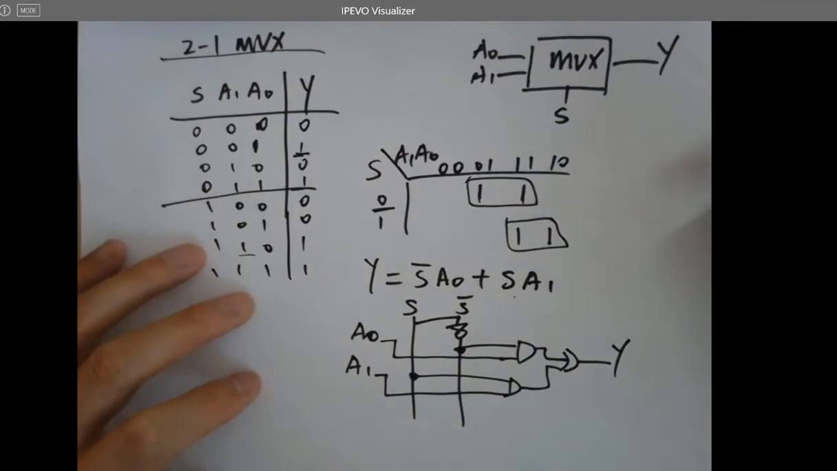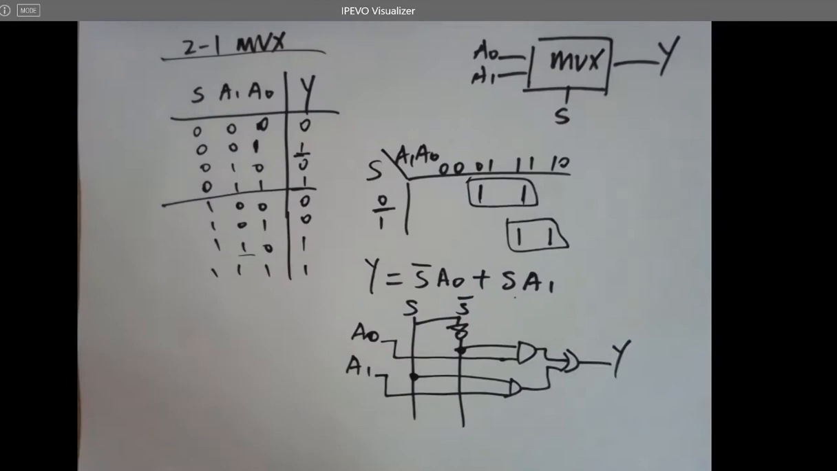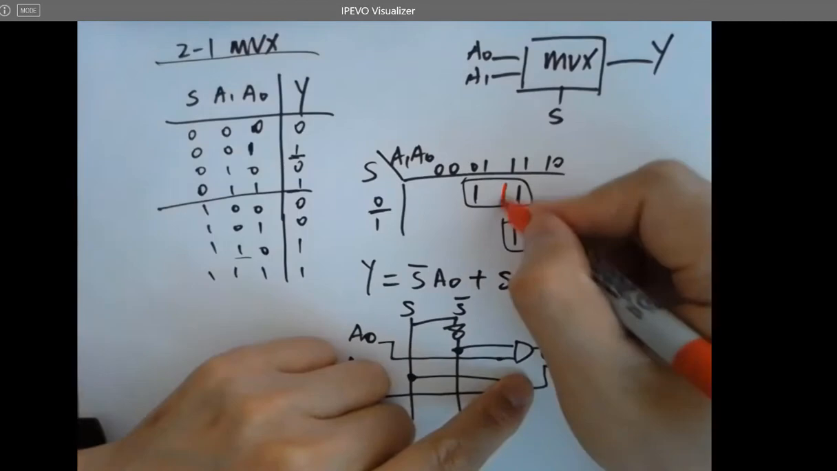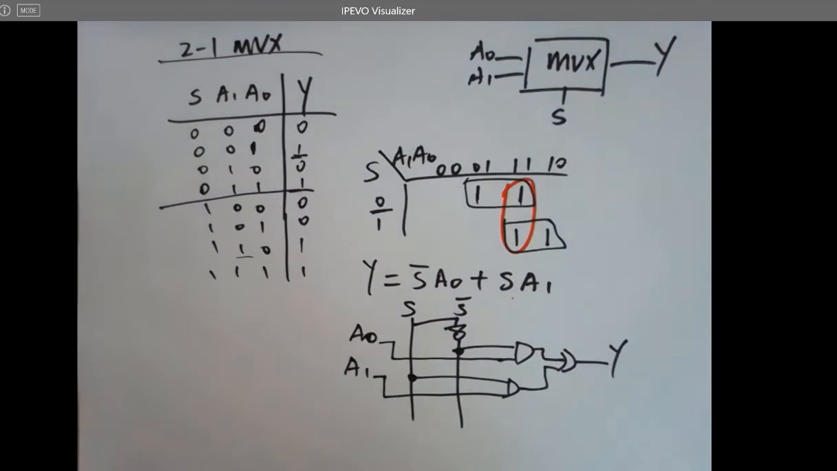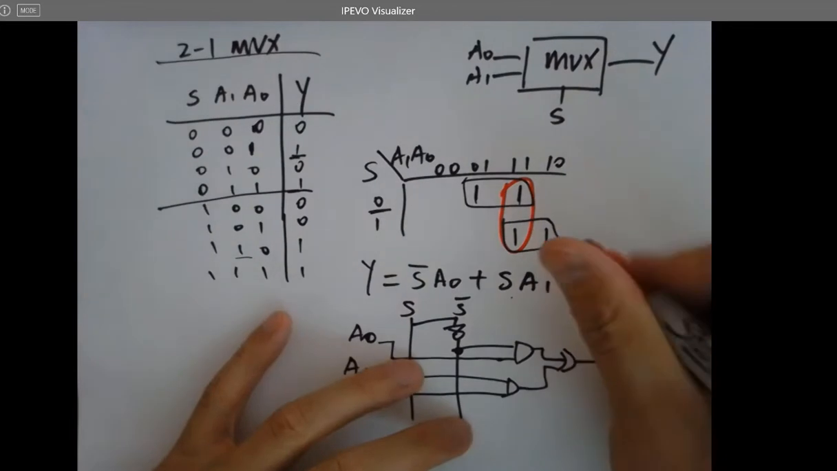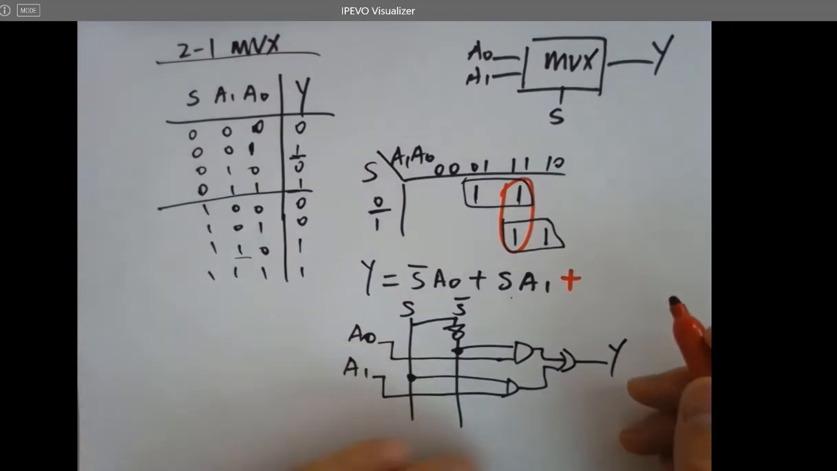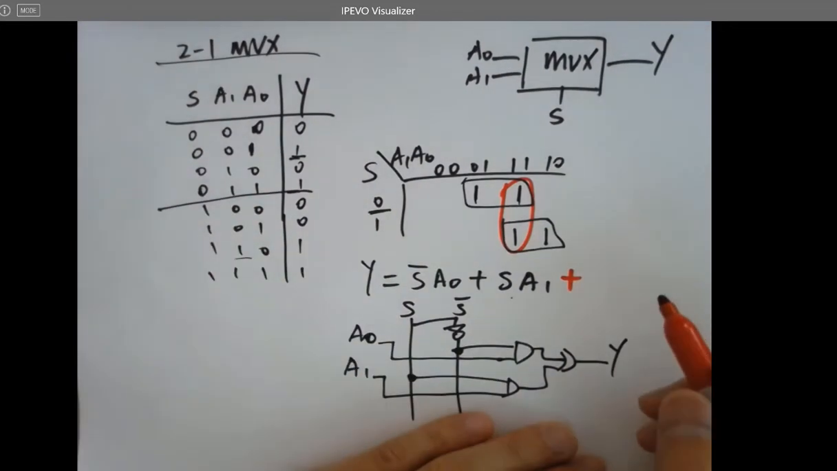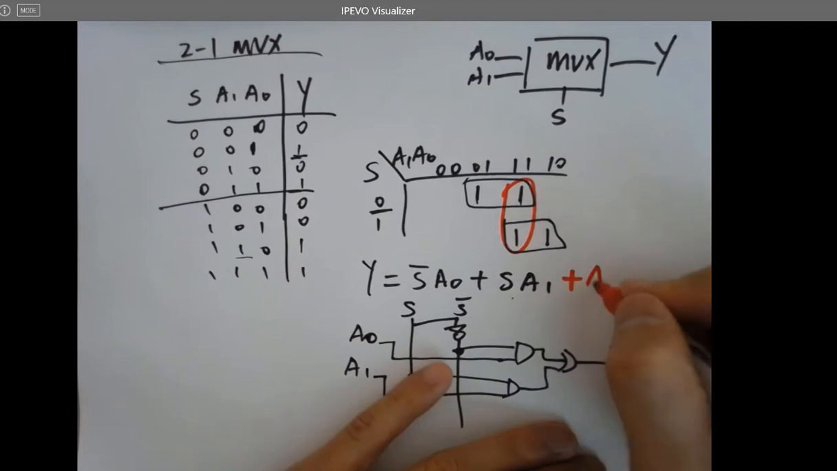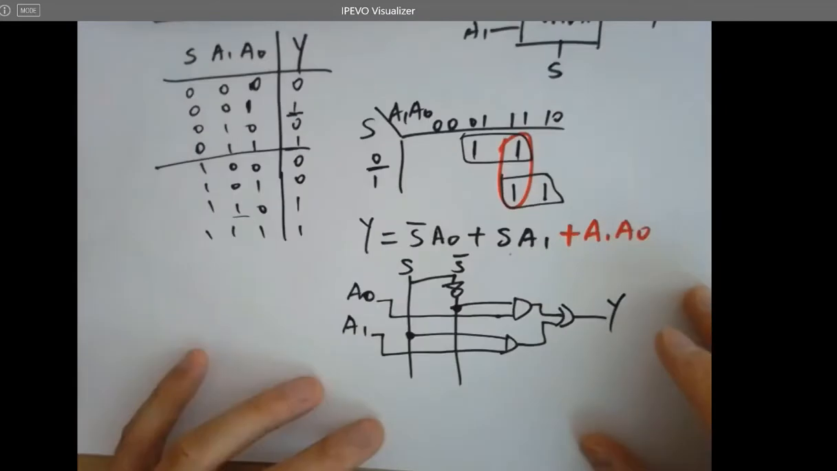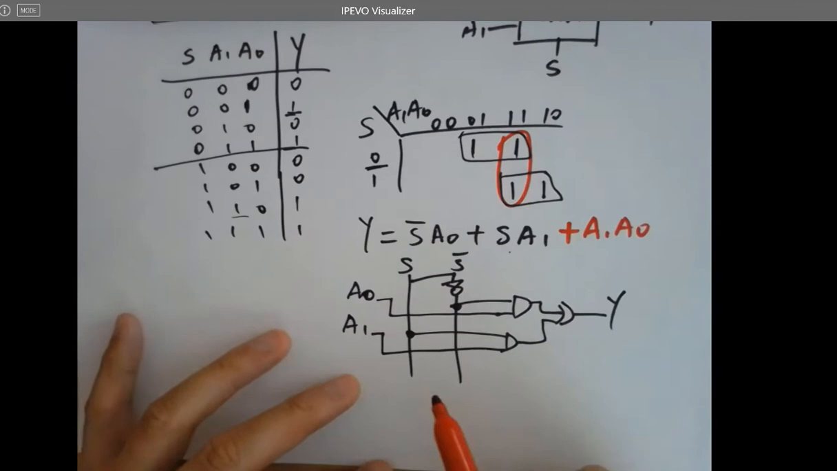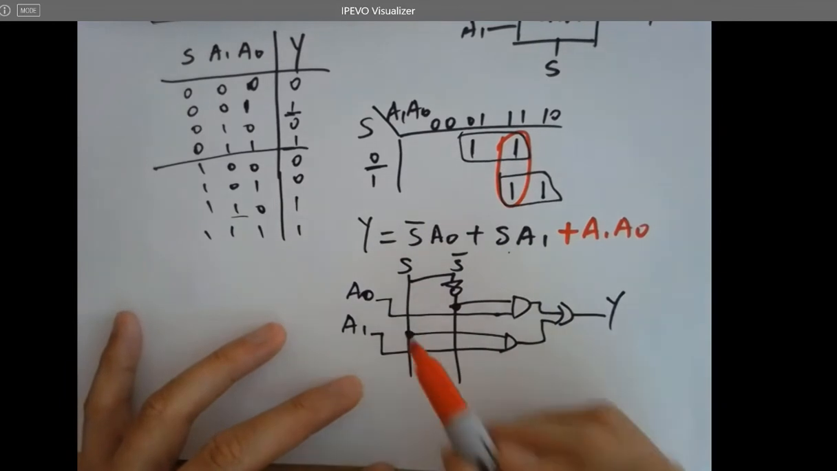And this is not even the best case because it has a static 1 hazard. So you want to group this two as well, which is going to add an extra term in this logic expression, which is A1, A0. So you need another gate to make it work properly.